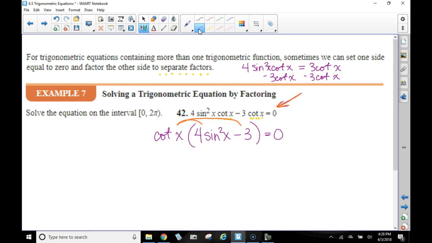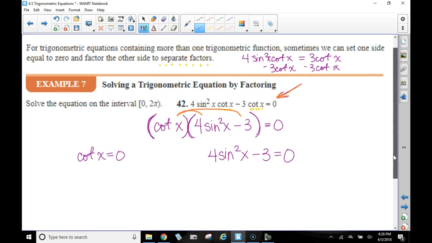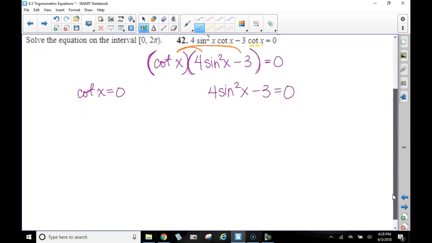Now, what we have is a factor times a factor equals 0. So again, we set each factor equal to 0. So cotangent x equals 0, and 4 times sine squared x minus 3 equals 0. And now we'll concentrate on solving each of those two equations.